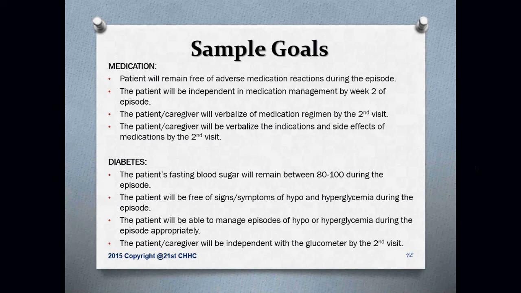I've given you some sample goals here for both medication and diabetes. Again, make sure that it's realistic for the patient. Pain's another one. If the patient's got chronic pain and they've always had a pain level at a 7 or 8, it's not realistic that you're going to go in there in a 60-day cert period and have them at a 0 or a 1. So again, same thing with the blood sugar. If they're constantly running in the high hundreds, it's not realistic, more than likely, that you're going to go in there in 60 days and have them at 80. So again, make sure that the goals are realistic for the patient.